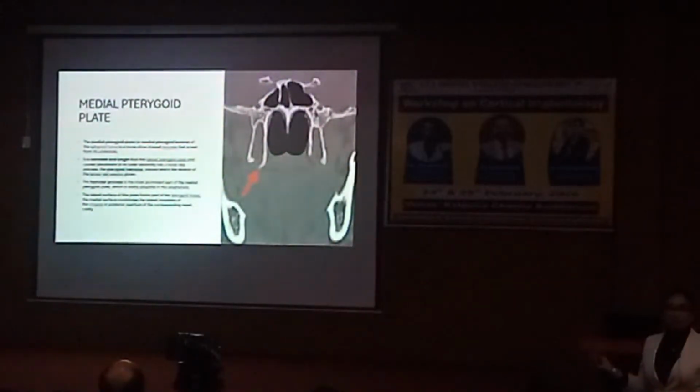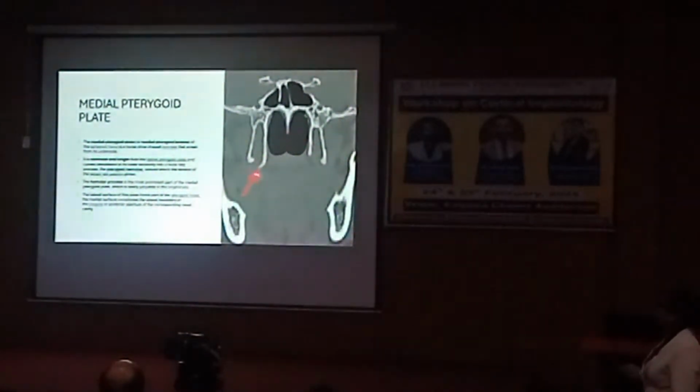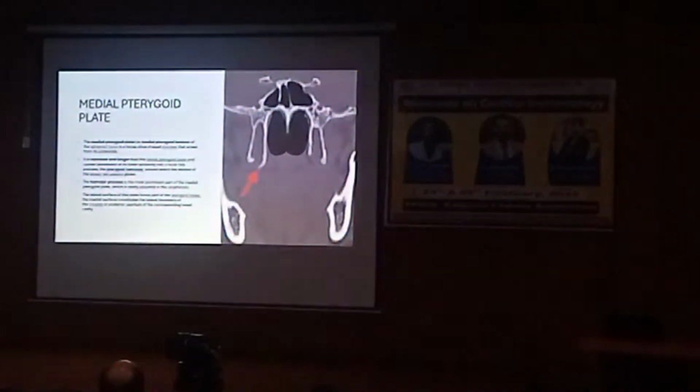We take the impression of this hamulus. So this hamulus will guide us for the position of our pterygoid drilling. That is why the important feature of the medial pterygoid plate is this pterygoid hamulus. The hamular process is the most prominent part of the medial pterygoid plate, which is easily palpable in the oropharynx.